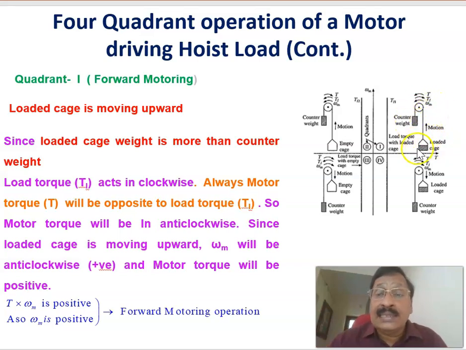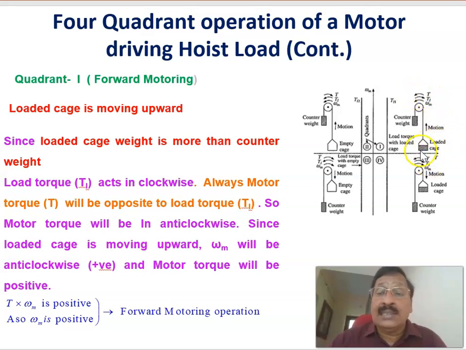Since the weight of the loaded cage is more than the counterweight, as we have already seen, the net load torque will be in the clockwise direction. In that case, the motor torque will always be opposite to the load torque. That is the concept. Therefore, the motor torque T should be in the anti-clockwise direction, meaning that, as I told you, if the torque is anti-clockwise, it is positive.